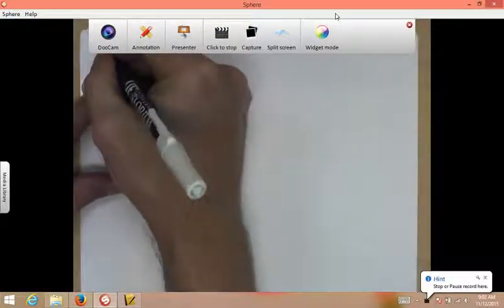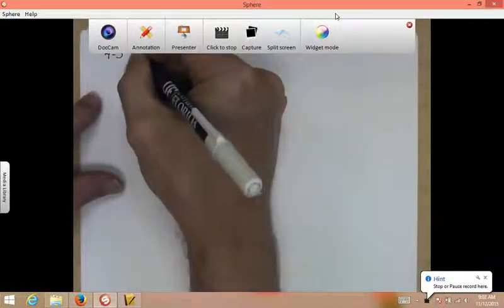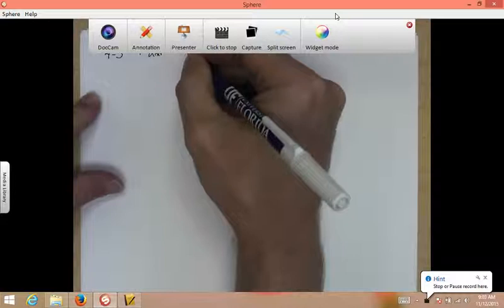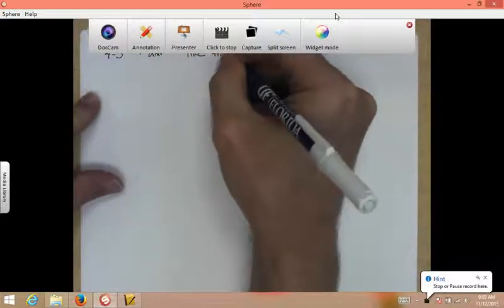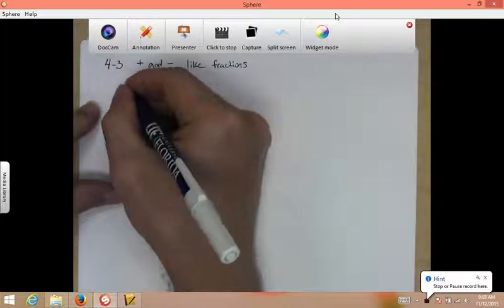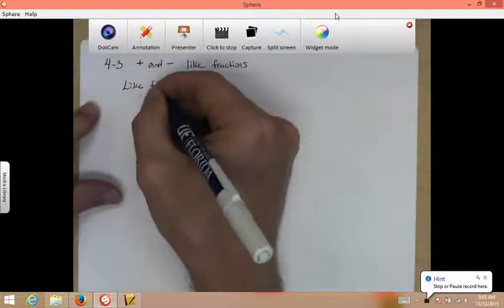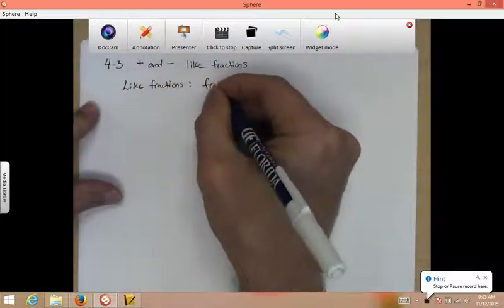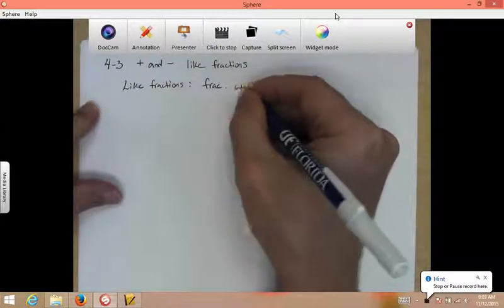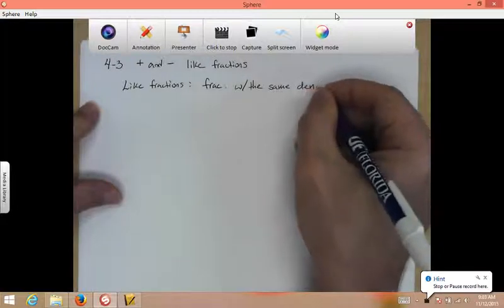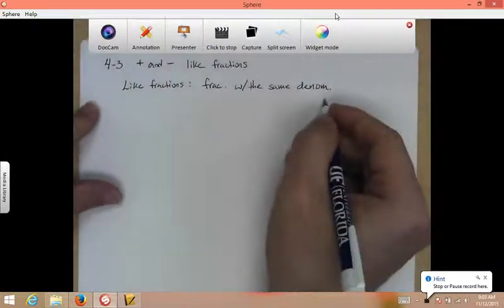Alright, so this is chapter 4, section 3. Name of the section is add and subtract like fractions. Like fractions. Need to know what they are before we do anything. They are fractions with the same denominator. If they have the same denominator, we call them like fractions.